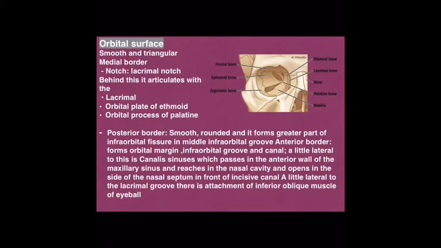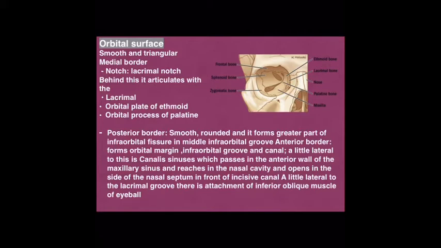Posterior border الحد الخلفي مالته يكون smooth rounded and it forms greater part of infraorbital fissure. In middle infraorbital groove, anterior border forms orbital margin والinfraorbital groove and canal. A little lateral to this a canal which begins in the anterior wall of the maxillary sinus and reaches the nasal cavity and opens inside of the nasal septum in front of incisive canal.